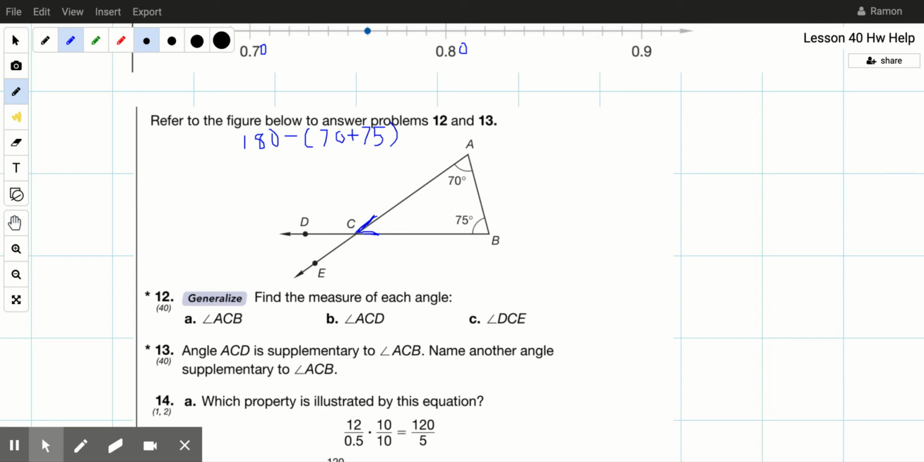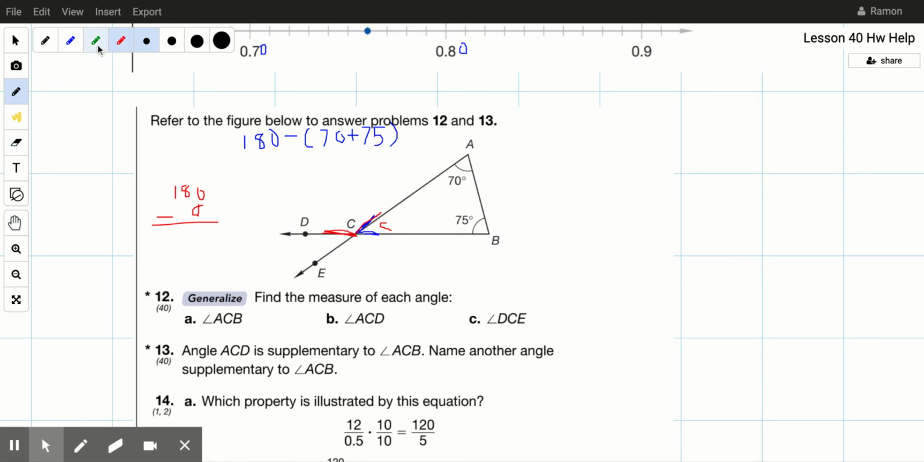Now for ACD, it's going to be a little bit different because you can do it one of two ways. Notice that ACD and ACB are adjacent and supplementary. So what that means is that whatever the value for this angle is, if we subtract the value of angle ACB from 180, coming from the fact that it's a straight angle, that's going to give you the measurement for ACD.